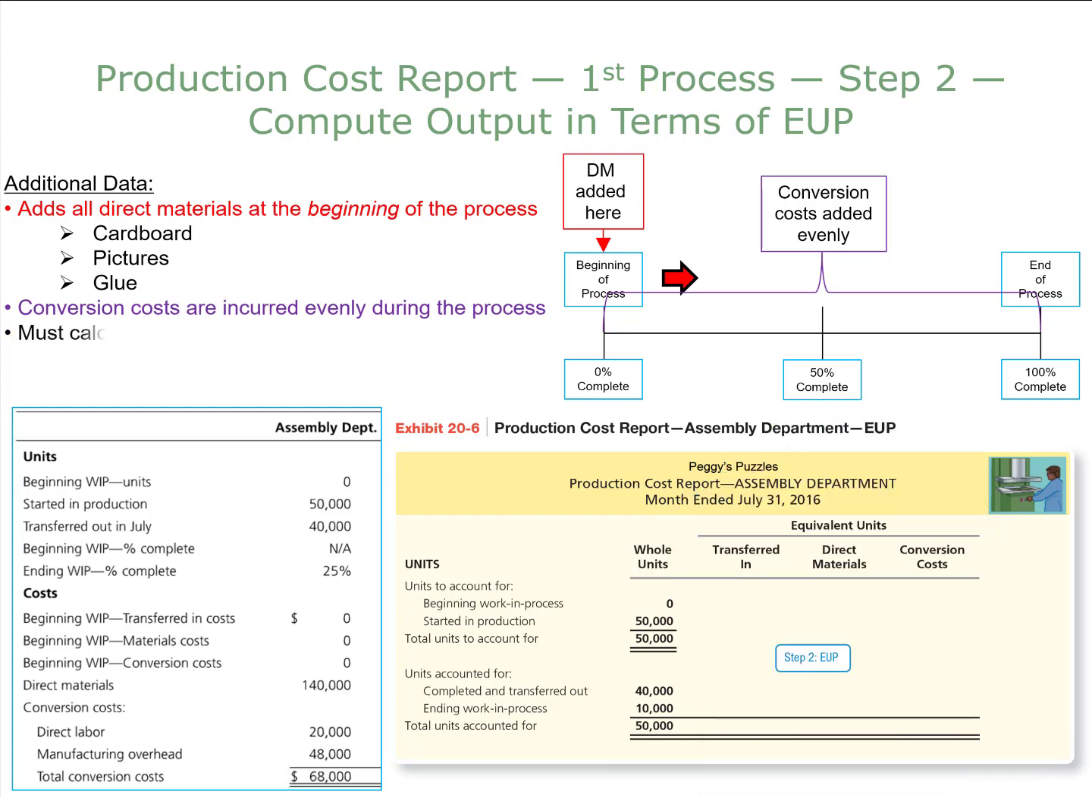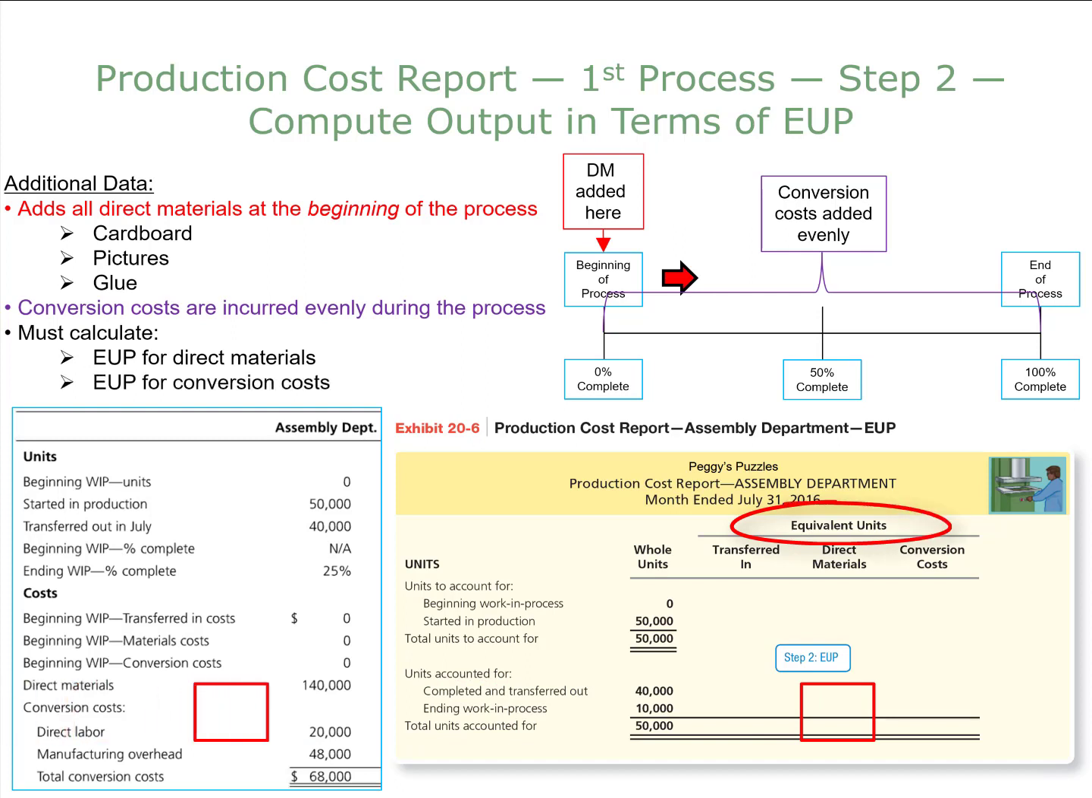So we must calculate two items. EUP, equivalent units of production for direct materials for the assembly department, and the equivalent units of production for conversion costs for the assembly department. They must be done separately because direct materials and conversion costs are added at different times in the timeline.